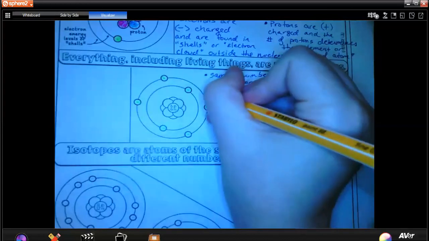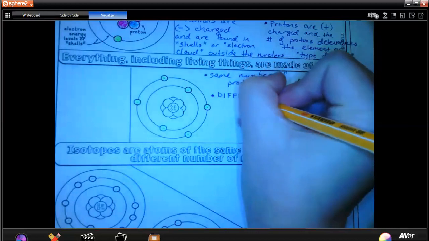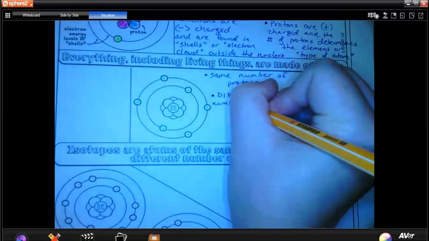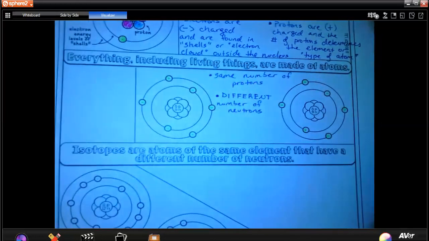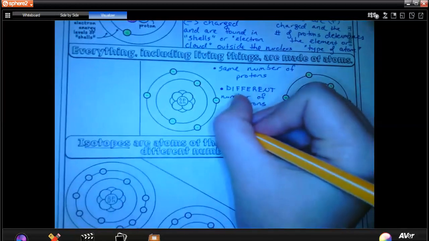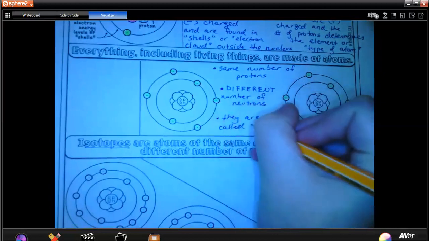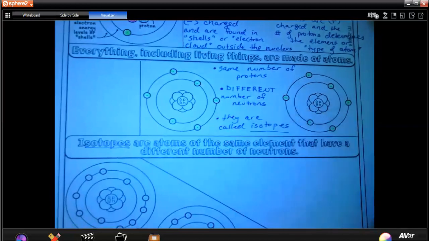These have, and I'm going to make this big, a different number of neutrons, thus making it an isotope. And they are called isotopes, which also is the name of the baseball team in The Simpsons. Yeah, fun fact. Why do we care about isotopes?